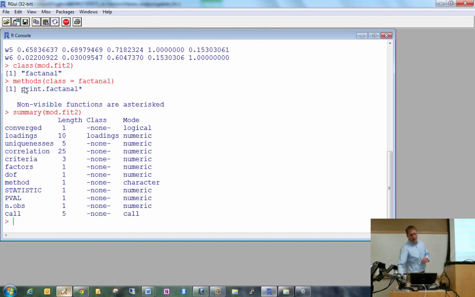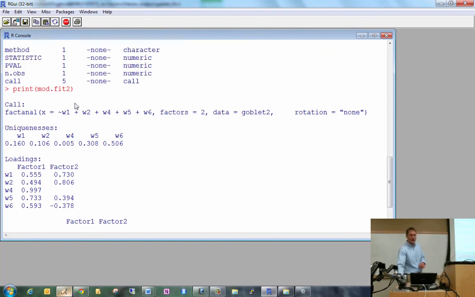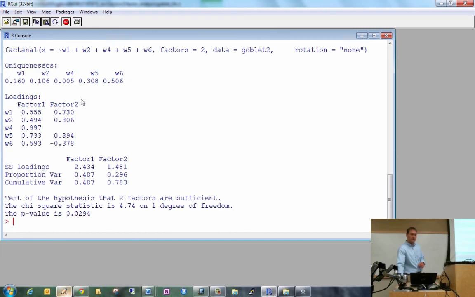So there is one methods function that is available to us called print. So if I did print(mod.fit2), now we have some information summarizing the fit of the model. Okay?